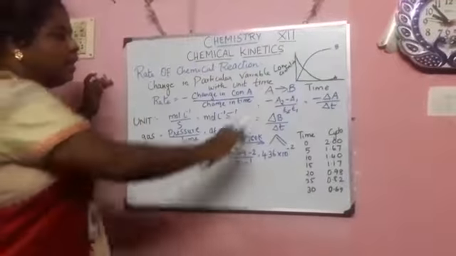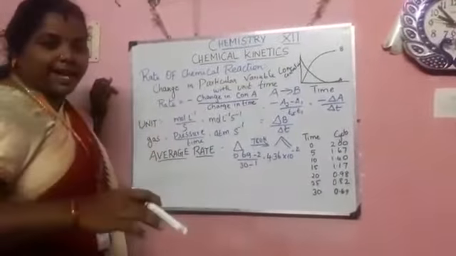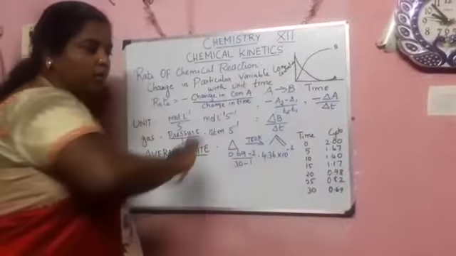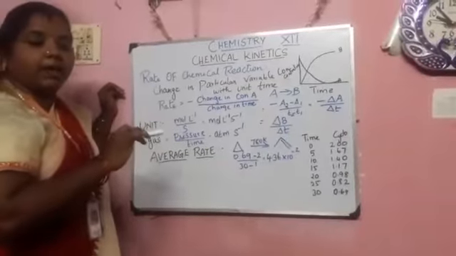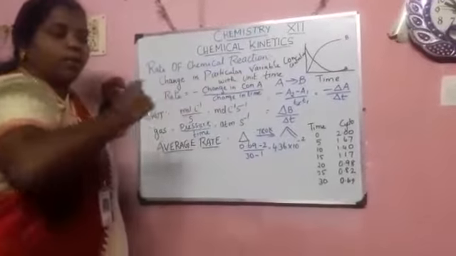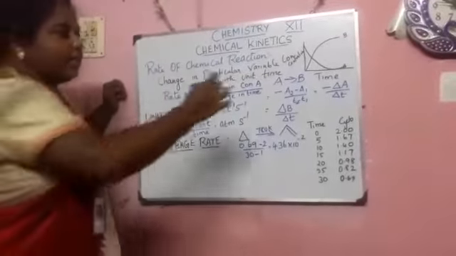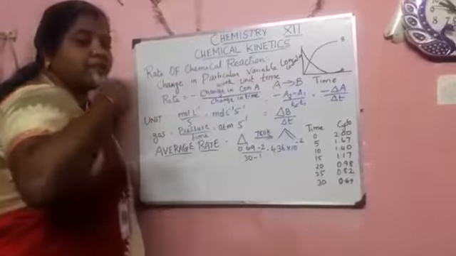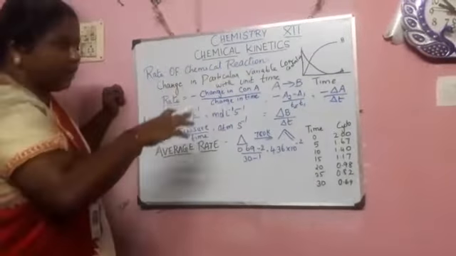Let us consider A, which gives a product. A is a reactant and B is a product. The definition for the rate of a chemical reaction is the change in a particular variable per unit time. With respect to time, the variable, that means the reactant, shows some change. That will be the rate of the chemical reaction.